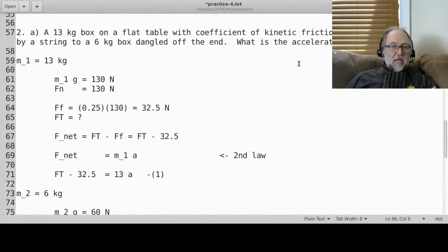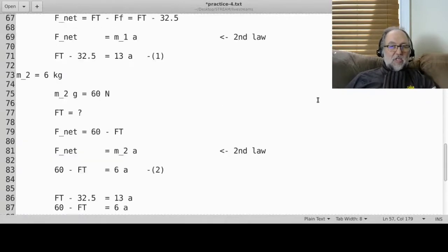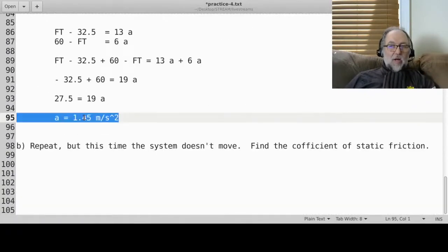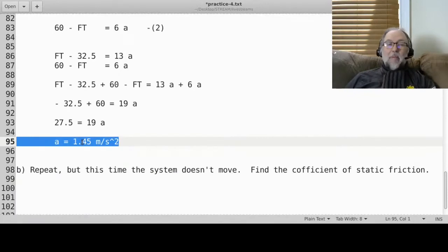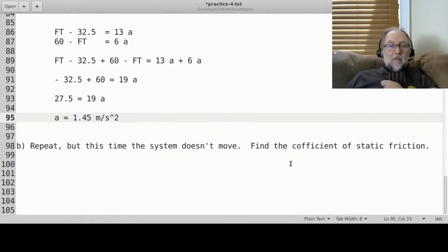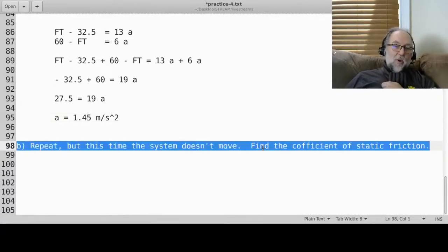Did we answer the question? I asked what is the acceleration of the system, and we got that the acceleration was 1.45 meters per second squared. Does that make sense? Yeah, it has to be bigger than 0 if it's accelerating at all, and it has to be less than 9.8 or 10 meters per second squared. And 1.4 is less than 10. So yeah, it works.